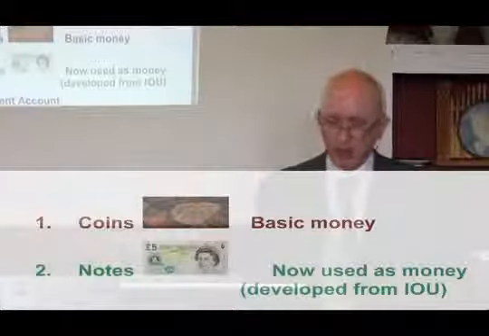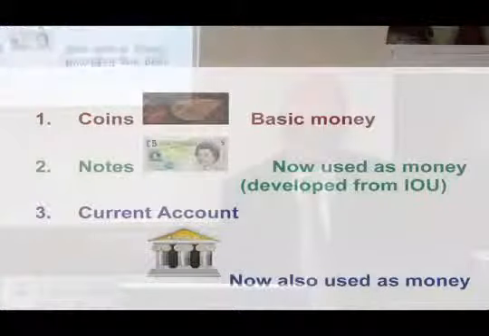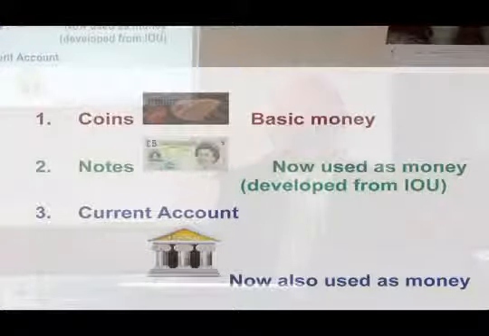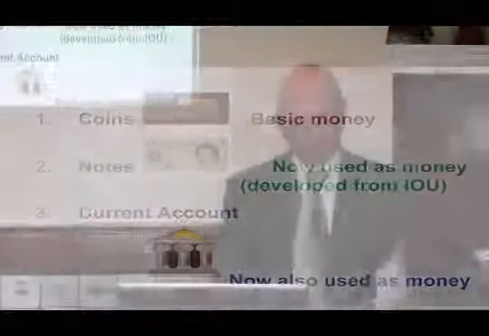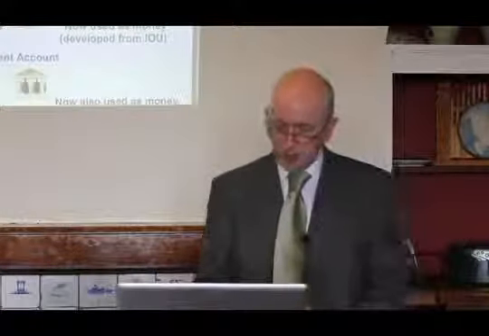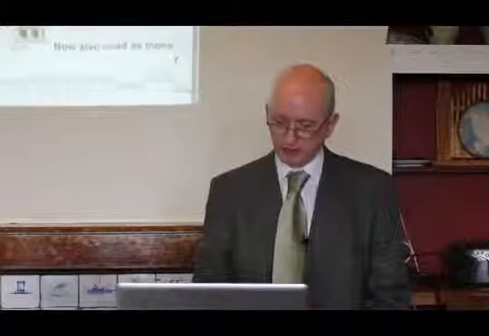And we'll have a look now at the third one, the current account. And that's supposed to be a picture of a bank. And that's also now used as money, because it can be used, as Alistair said, to pay bills or pay taxes. So what is a current account?